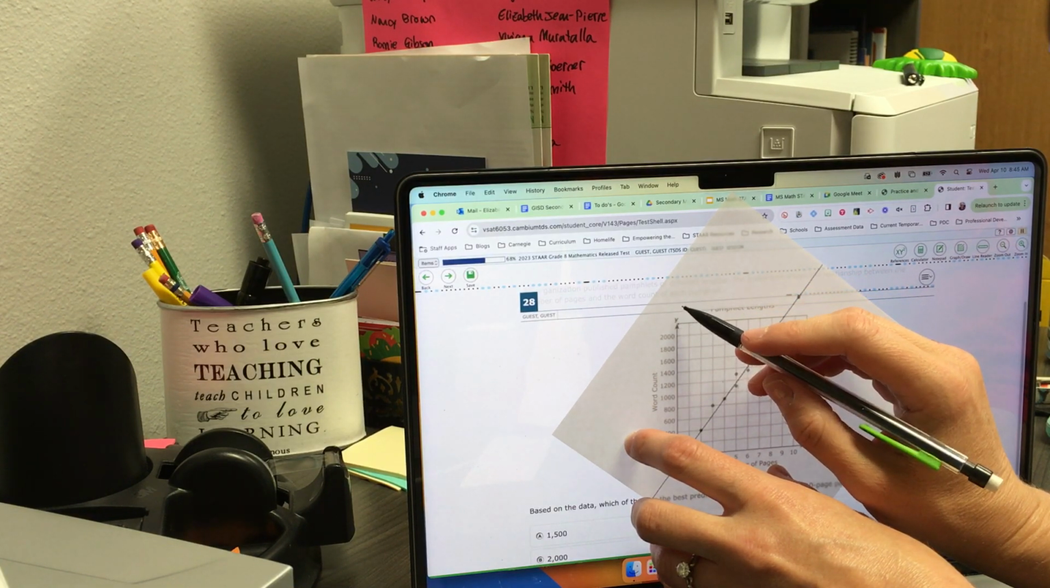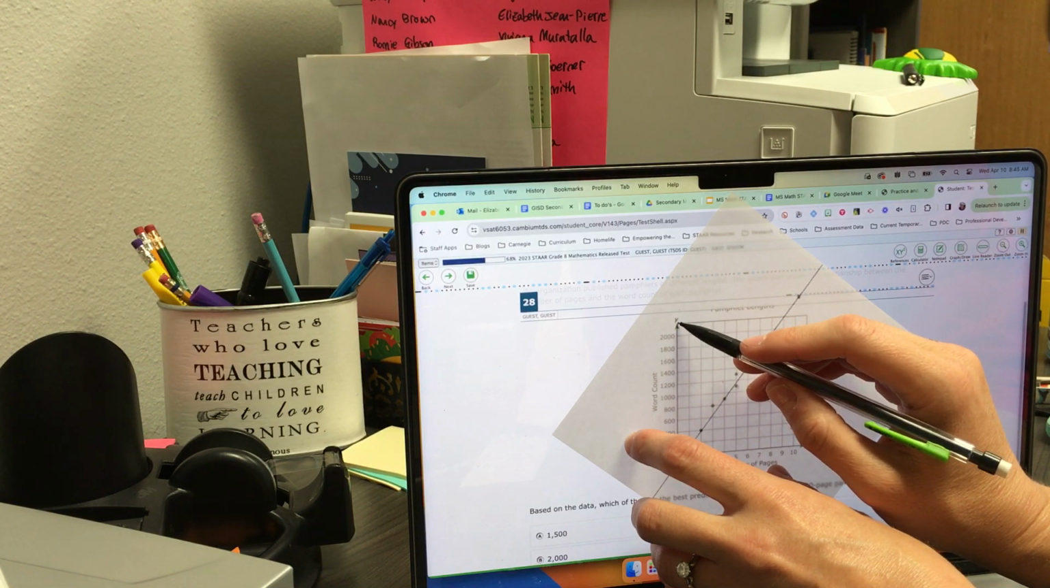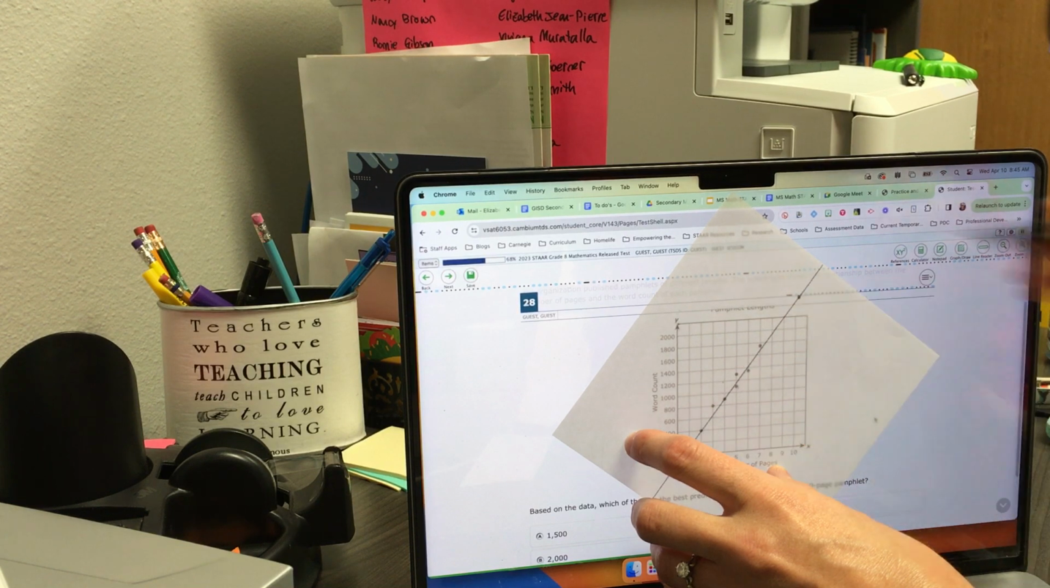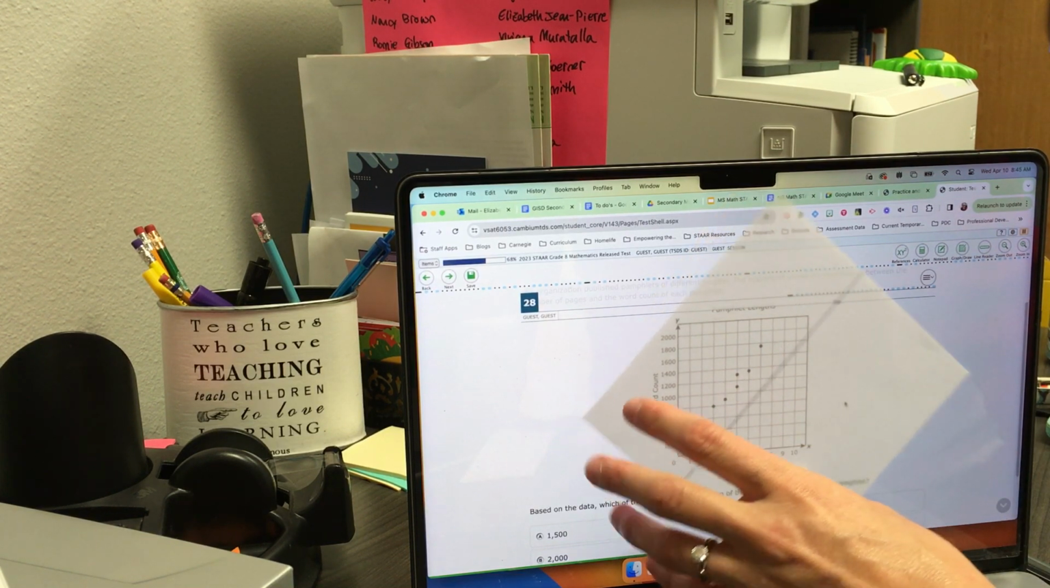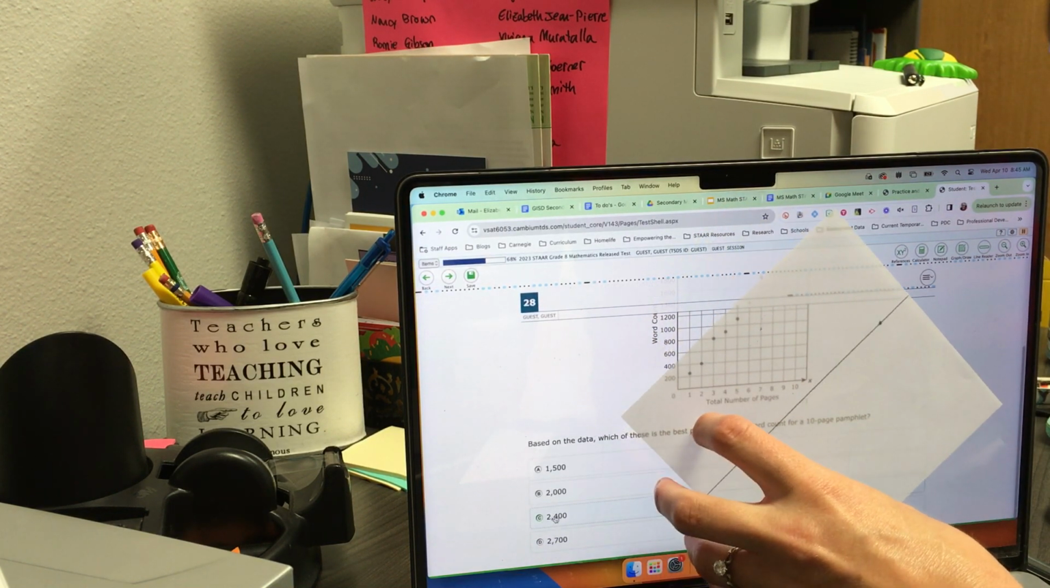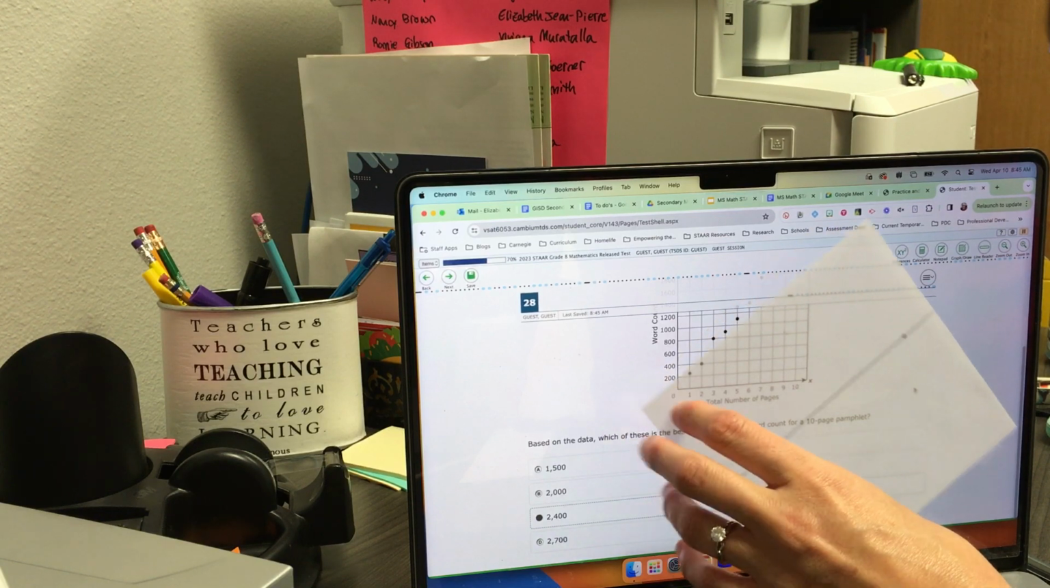This would be maybe 2,400 or a little bit higher than that. Because if this is 2,200, this is going to be about 200 more than that. So I'm going to guess 2,400, which is an answer choice. 2,700 would be too high.